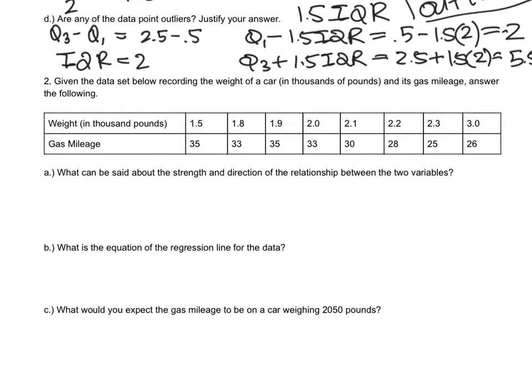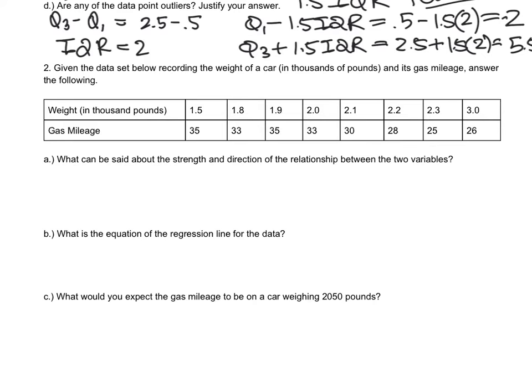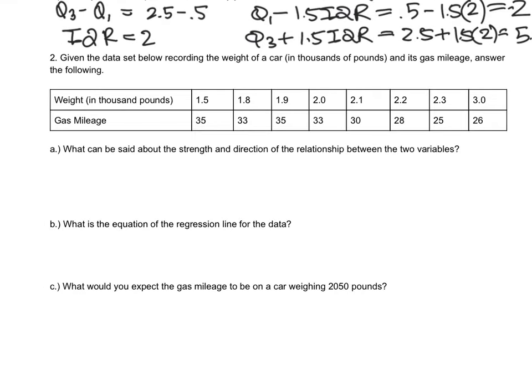So our next piece of data records the weight of a car in thousands of pounds and its gas mileage, and we want to answer the following questions. So the first one is, what can be said about the strength of the relationship between the two variables? So in order to determine the strength, you want to find R, which is the correlation coefficient.